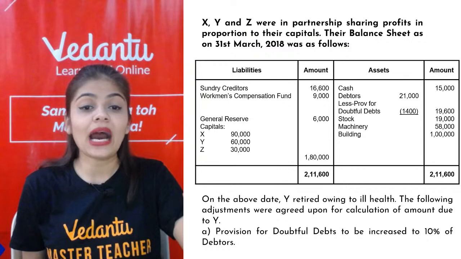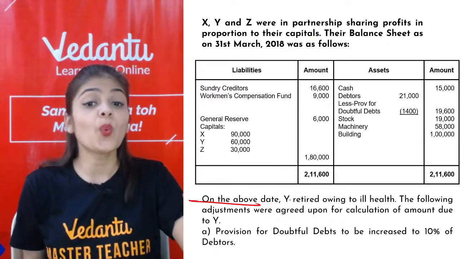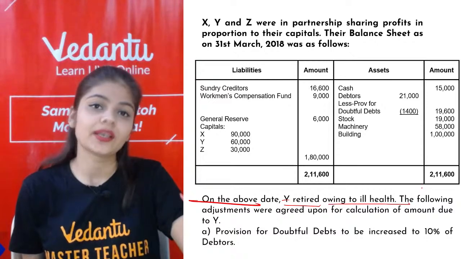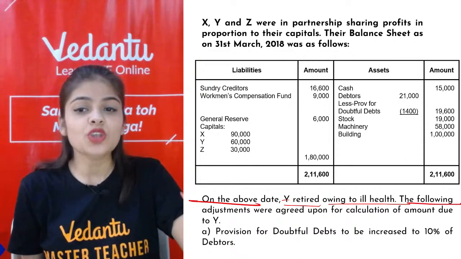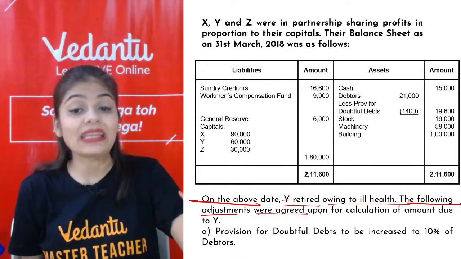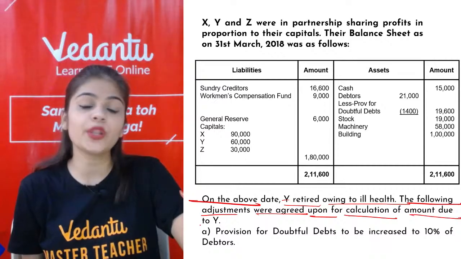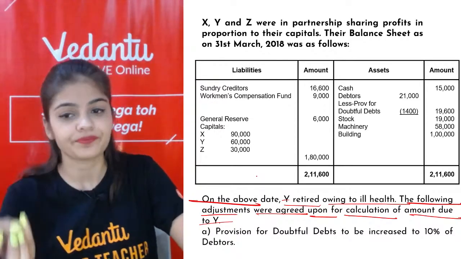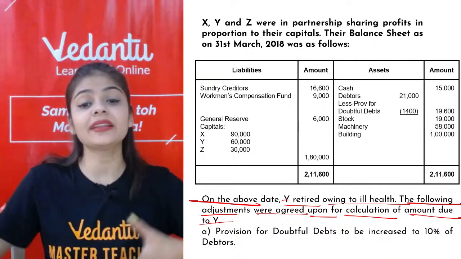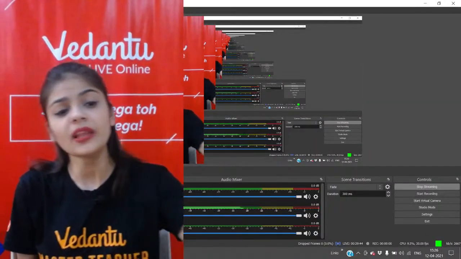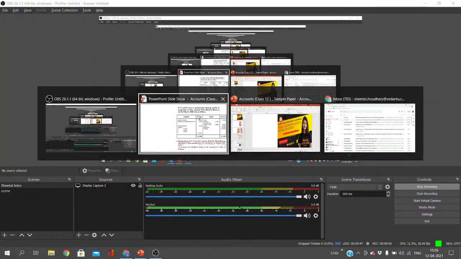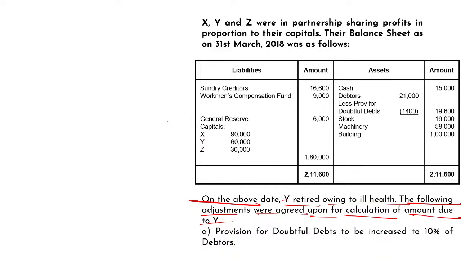Now, on the above date, Y retired owing to ill health. One of the partners is retiring because of ill health. So the following adjustments were agreed upon for calculation of the amount due to Y. These are the adjustments that have to be made at the time of retirement. To record these adjustments, we have to prepare a revaluation account.